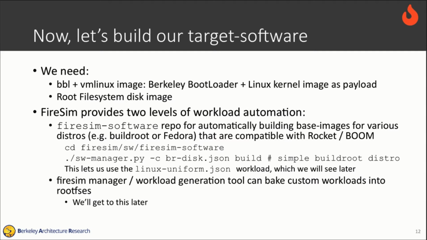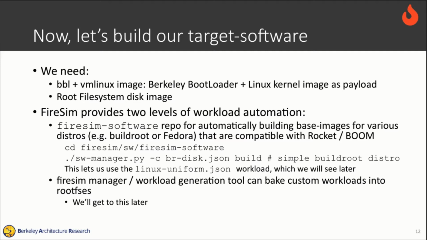And if you want, you can change this to, for example, build an initramfs-based version, where all you get is this single image, no root file system. So for example, if you don't have a disk, all the stuff that used to be in that root file system image is now baked into your BBL vmlinux image.